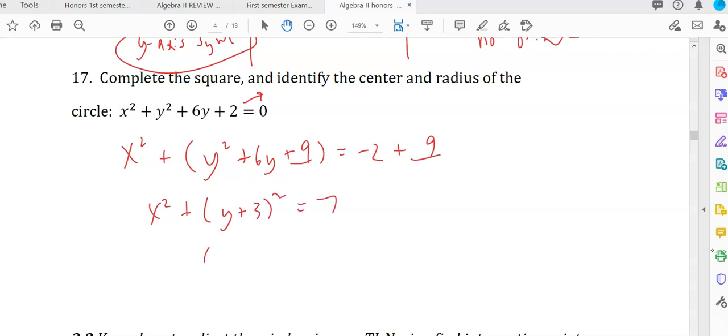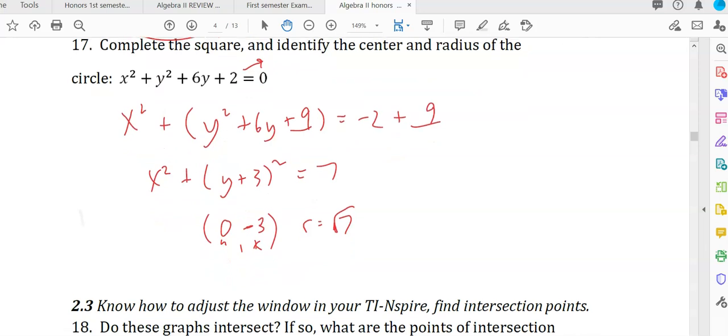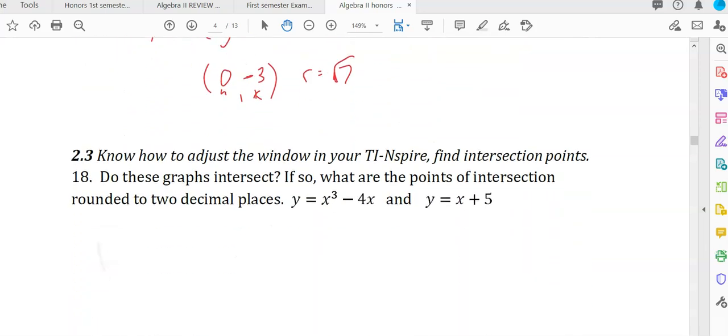So our center, our h and k, if they asked for it, I don't remember if this one did, is 0, negative 3. And the radius squared is 7, so the radius is square root of 7. I don't have to worry about plus or minus because it's a positive distance, the radius is going to be positive.